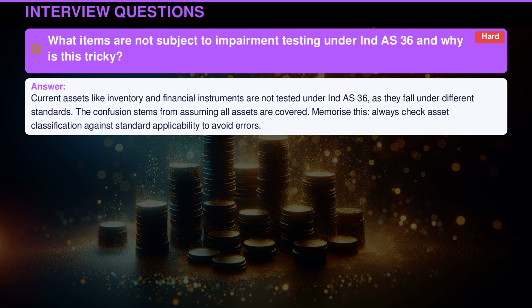Current assets like inventory and financial instruments are not tested under Indian Accounting Standard 36, as they fall under different standards. The confusion stems from assuming all assets are covered. Memorize this: always check asset classification against standard applicability to avoid errors.